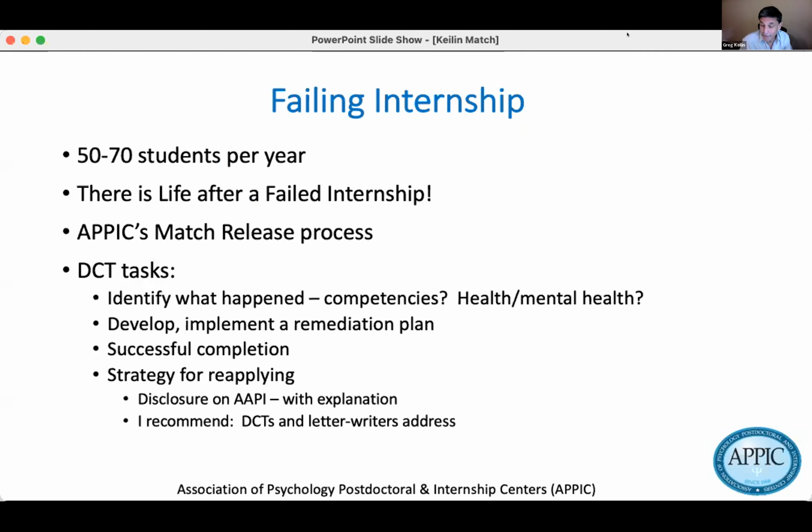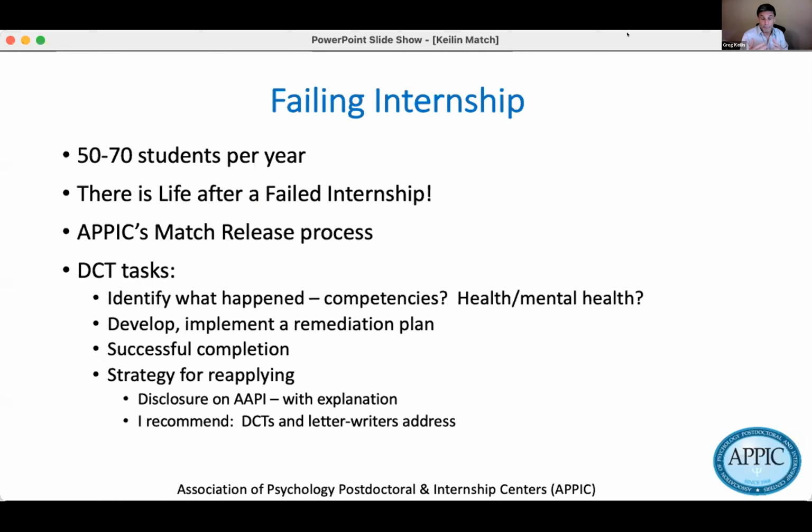Finally, I'm going to talk a little bit about failing internship. This happens, and I'm including resignations in here as well. This happens to about 50 to 70 students per year. So one of every 60 to 70 students each year will fail or resign from an internship. I do want to tell you there is absolutely life after this experience.